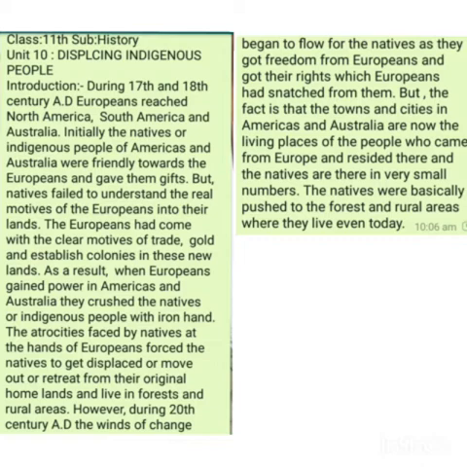It was during the same time, from 17th and 18th centuries, that people from different European countries also began to reach Australia as well. So we need to understand, during 17th and 18th centuries, the people from different European countries reached North America, South America, and then Australia as well.